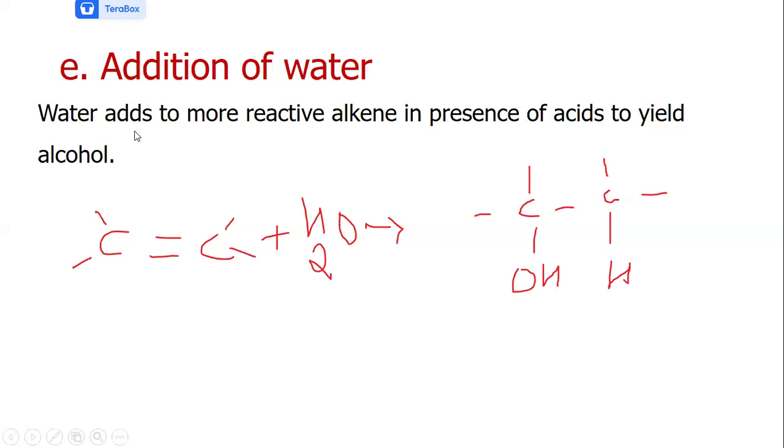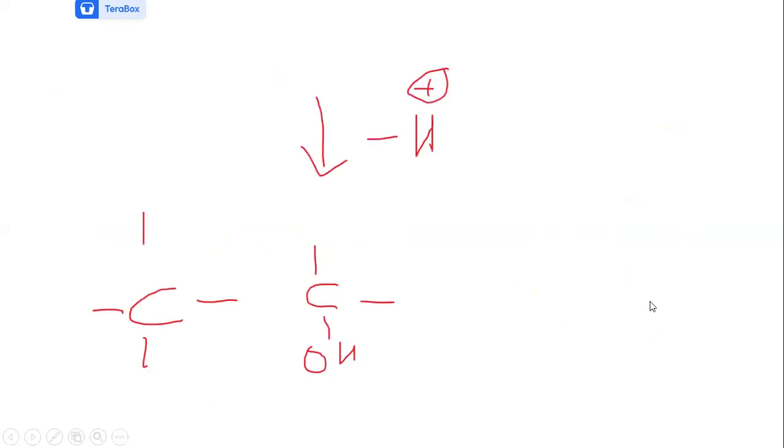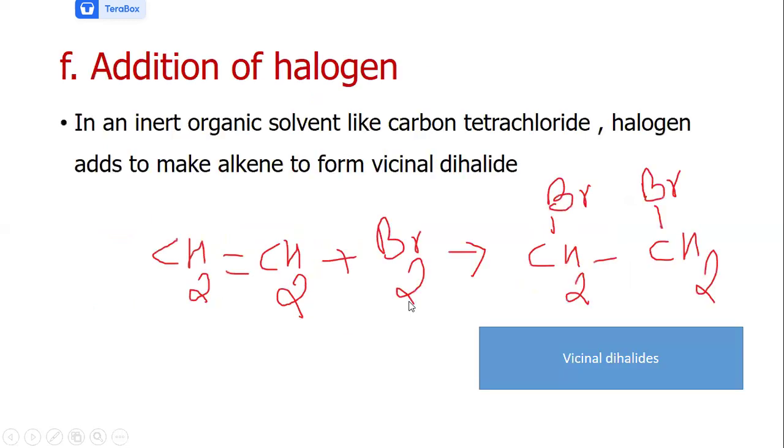Addition of water. Water adds to the alkene in the presence of acid to yield the alcohol. Mechanism, the alkene takes H plus, giving this positive charge, and this water attacks. Water has a lone pair of electrons and attacks the positive charge, and with loss of H plus, the alcohol is produced.